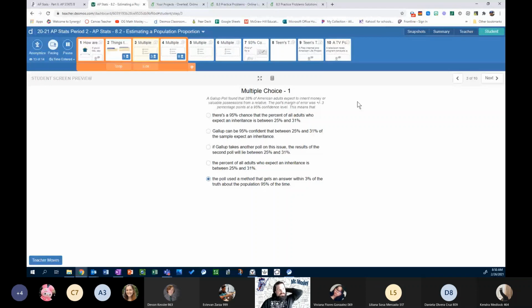Okay, so that is multiple choice number 1. Is there anything I can clarify about this problem or this question as to why the other ones are not correct and this one is?